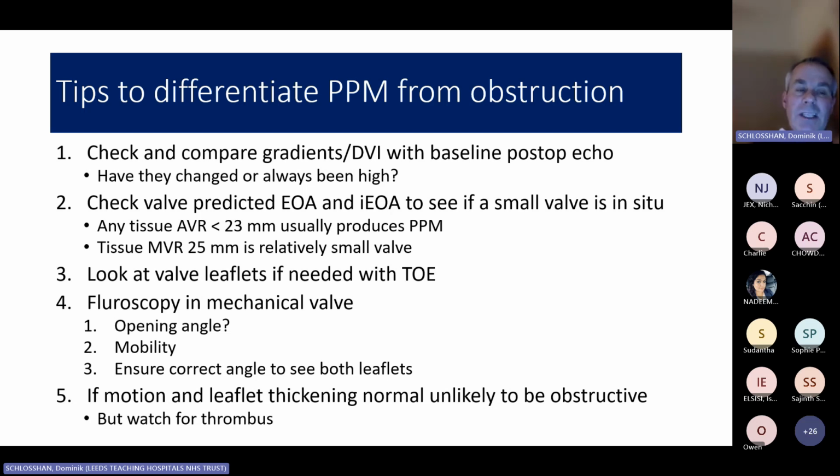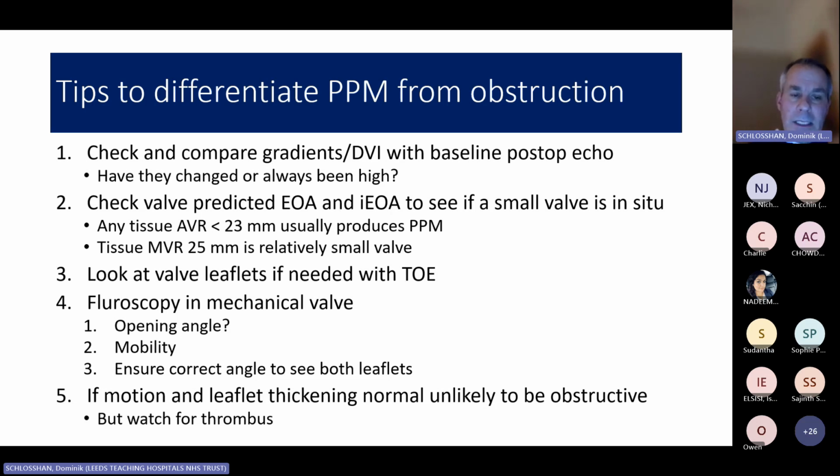Check how big a valve is, and you will know from this presentation that valves in the aortic position that are smaller than 23 millimeters will probably be quite small. Tissue valves around 25 usually are quite small. Look at an app to see what the predicted valve area is, and do you expect PPM or not? Look at the valve leaflets, and are they moving normally or not? Because if you have a high gradient and the valve leaflets are moving normally, it isn't going to be obstruction. It's probably PPM, or it might be regurgitation.